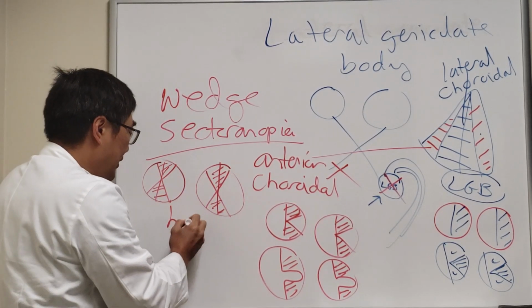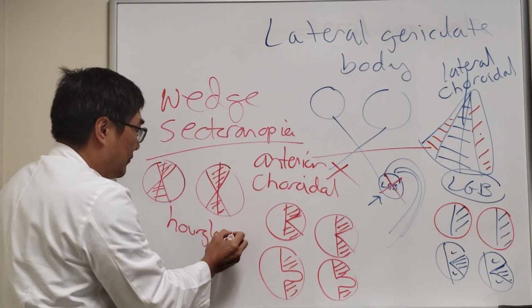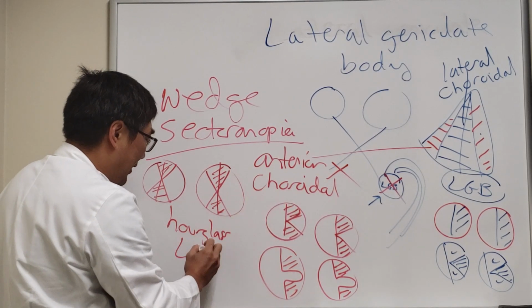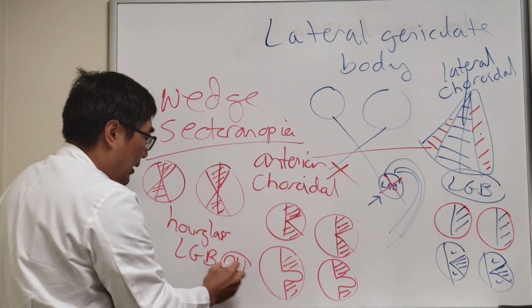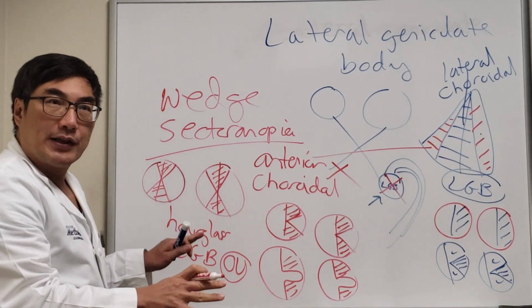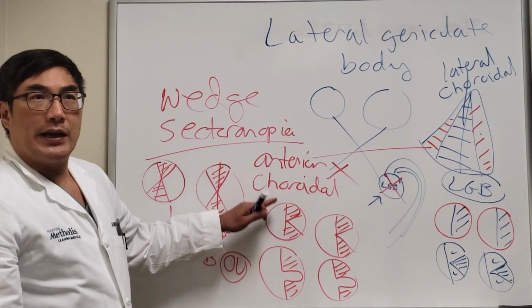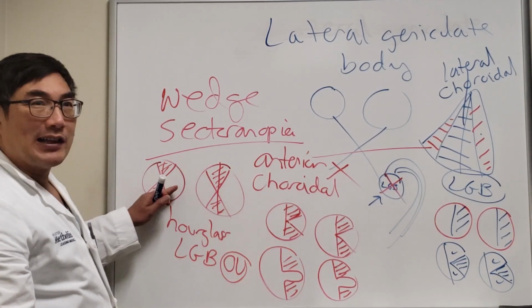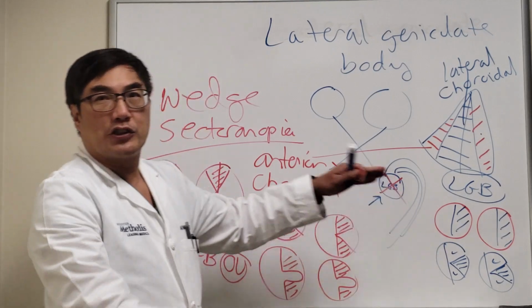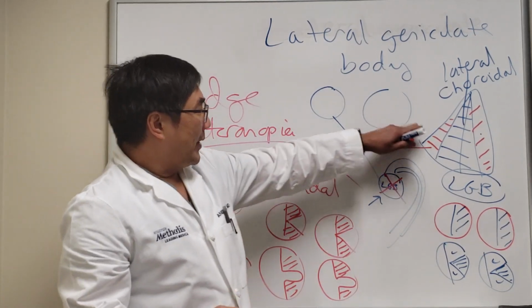So if you see an hourglass field, that's really going to be a lateral geniculate body lesion that's bilateral, and it's going to be in both eyes. And if you see Pac-Man, that's also a geniculate field. So any variation of Pac-Man or hourglass, wedge sectoranopia, or sparing of the wedge, you should pick geniculate.